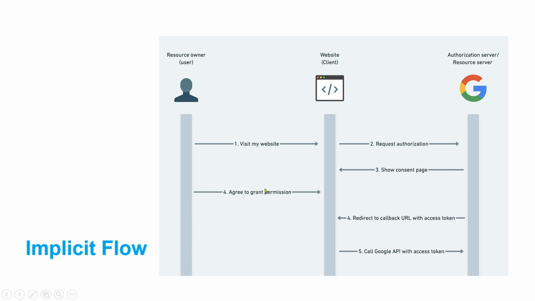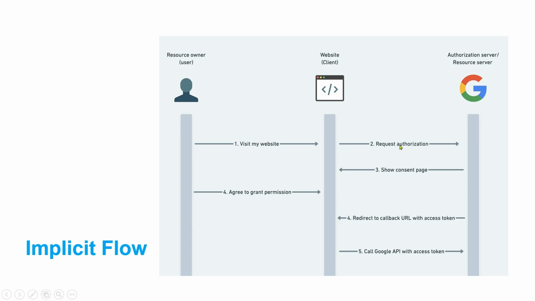You can see here, agree to grant permission, visit website. This is the front end. So you are visiting this website. It will request authorization. Then you will again see the consent page asking whether you really want to share your data with this website. So you will grant the permission, and it will redirect with a callback URL, and you can also directly call the Google API with the access token.